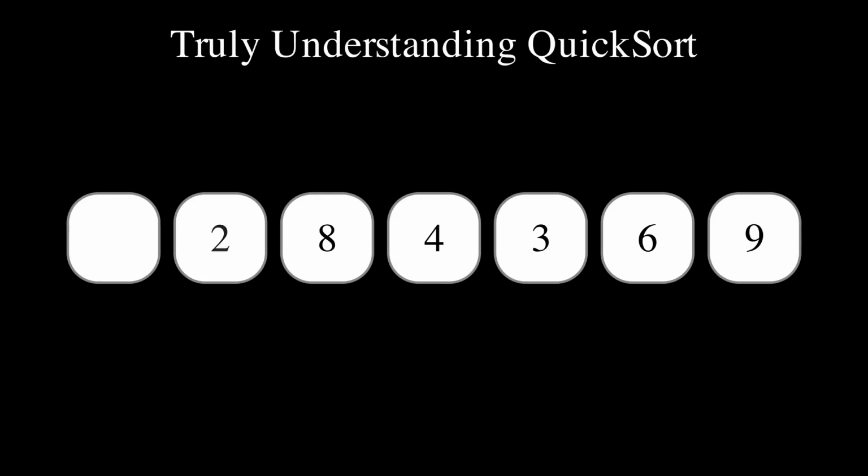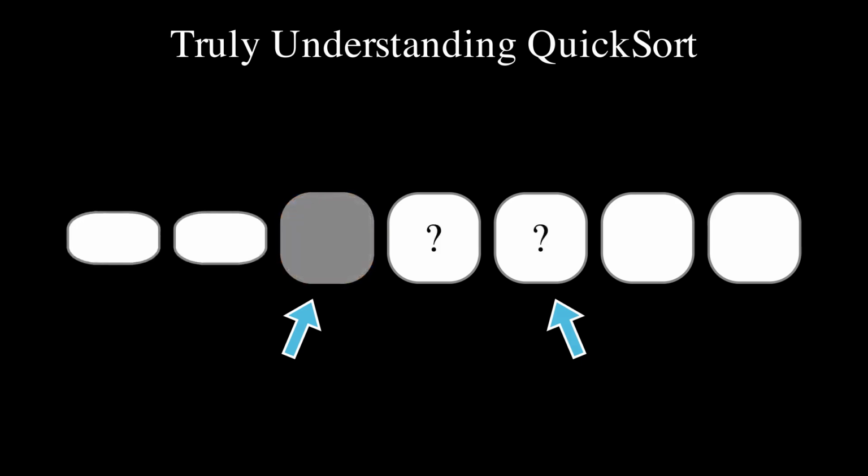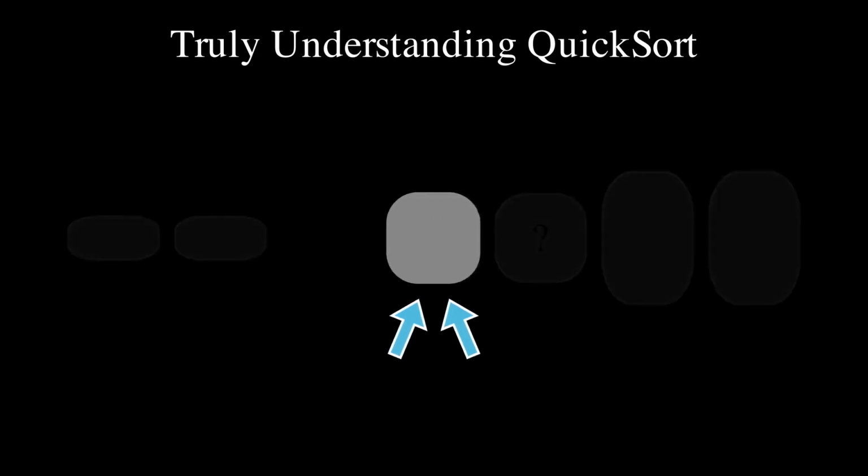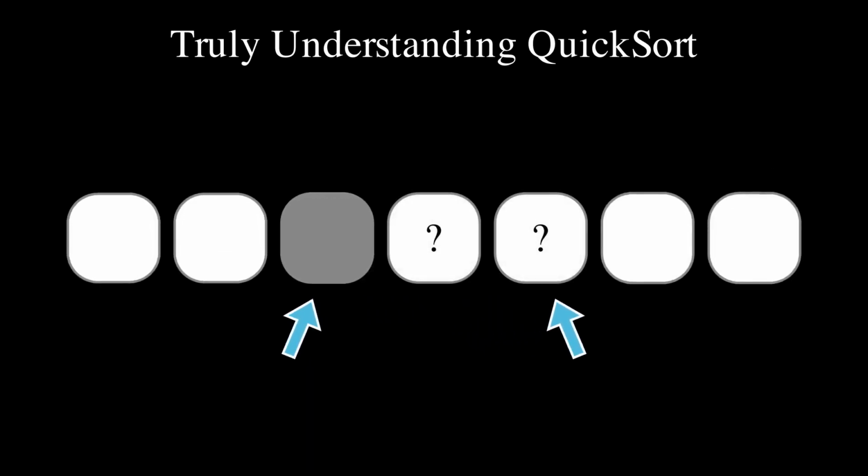We use 2 indices, L and R, that satisfy the following property. The pivot is at position L, everything to the left of L is smaller than the pivot, and everything to the right of R is larger than the pivot. For the elements marked question mark, we do not know anything yet. The idea is to shorten the interval LR until it contains only the pivot.